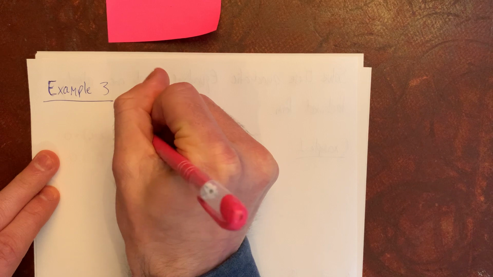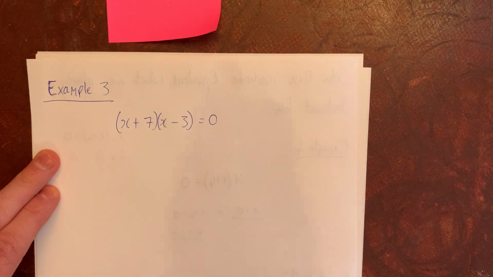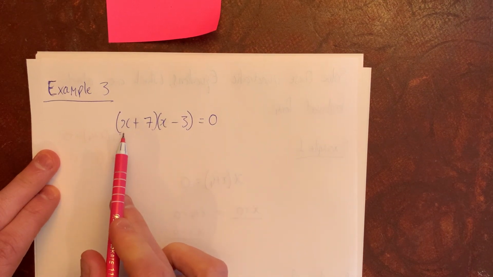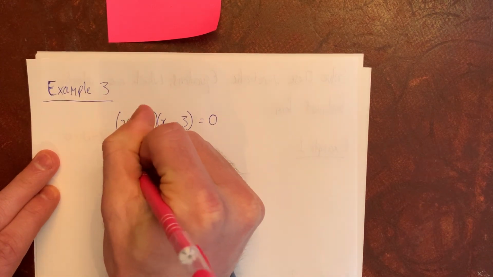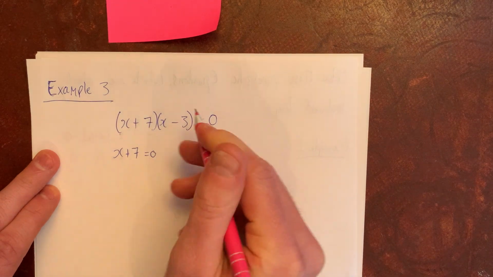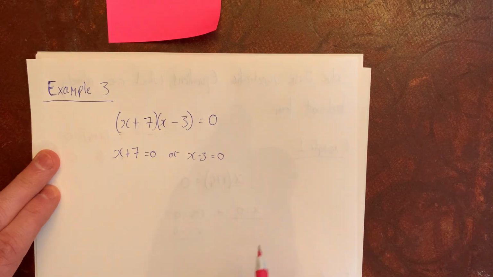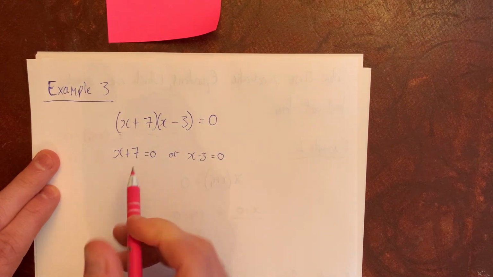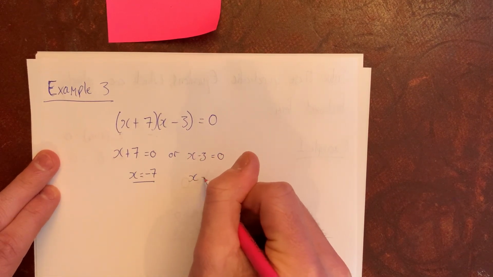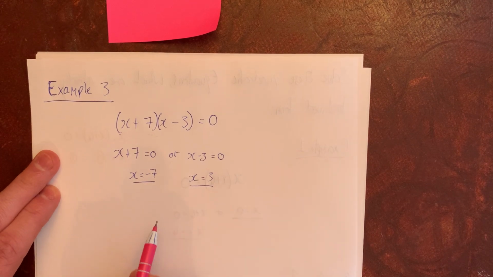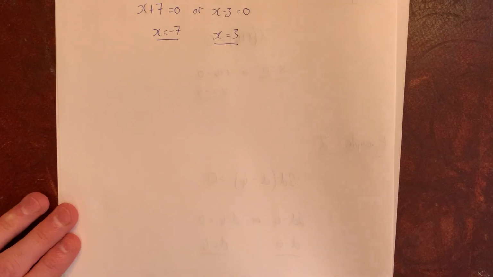If we were going to solve x plus 7 times x minus 3 is equal to 0. Just like previously, I've got two terms that are multiplied together. The only difference is this time it's a bracket multiplied by a bracket. So I can say, well, x plus 7 must equal 0, or the second term that I've multiplied must equal 0, so x minus 3 equals 0. For both of these, I'm going to have to rearrange it so it's x equals negative 7, or x equals 3. That's my solution for this example here. That's my answer. Let's have a look lastly then at example number 4.